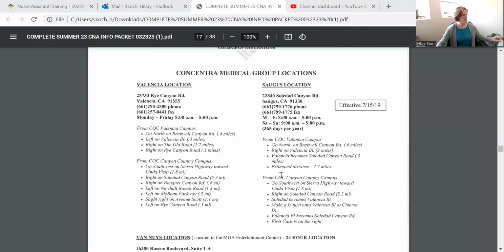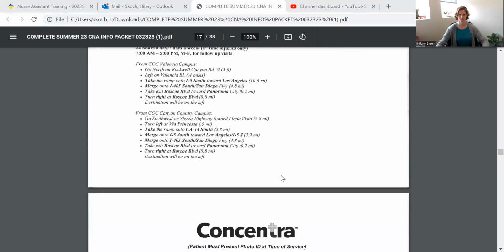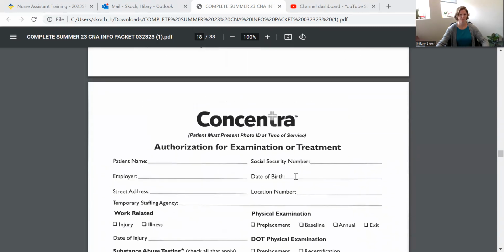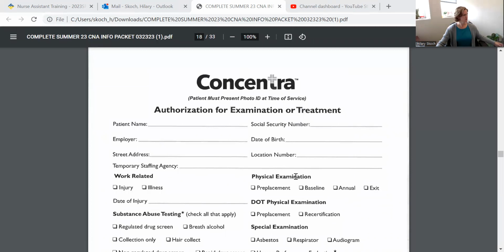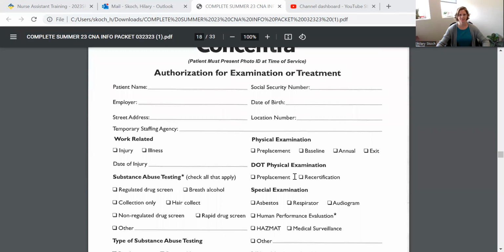This is more about the locations for the medical groups if you needed to be treated. This is for your record. Don't have to do anything with page 18.